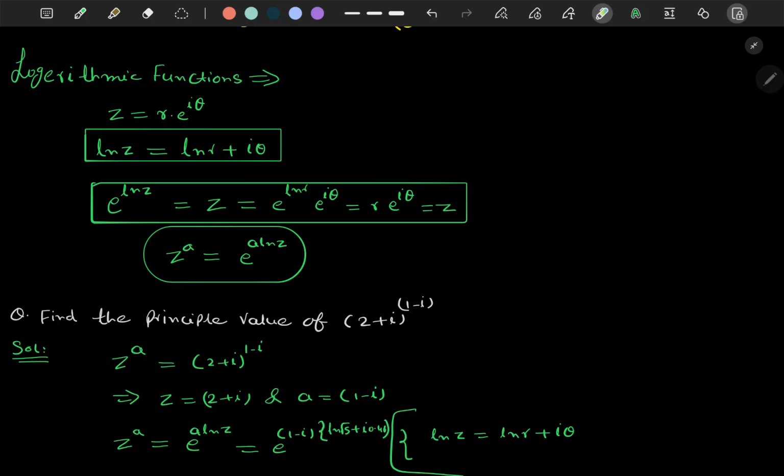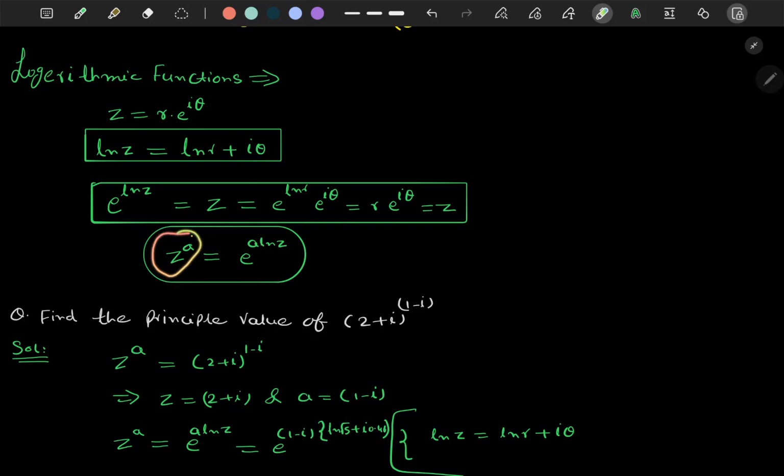Okay, so it's like the proof that z equal to r e raised to power iota theta. So log z will be log r plus iota theta. Very simple as that. Now this is very important. Why is it very important?